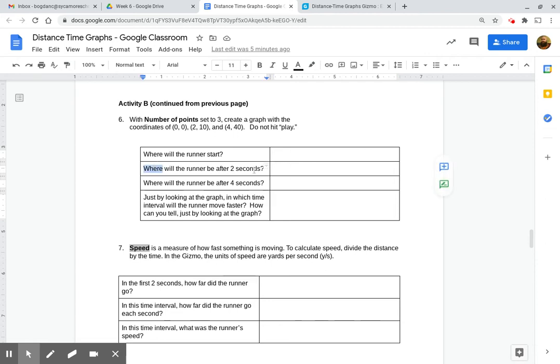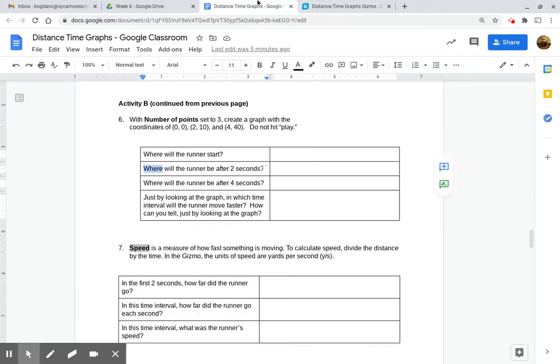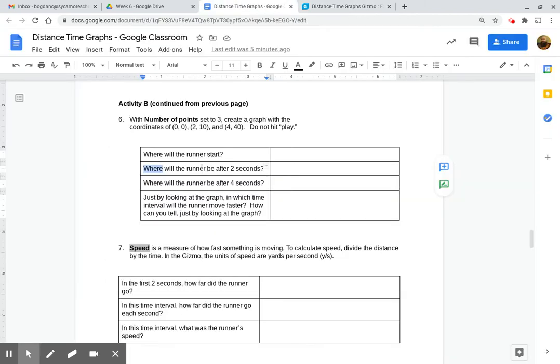Where will the runner be after 2 seconds? Well, after 2 seconds, they should be at the 10 yard line. And sure enough, 2 seconds, 10 yards. At 2 seconds, sure enough, that runner is at the 10 yard line. So where will they be? 10 yard line. Where will the runner be after 4 seconds? Well, 4 seconds on the stopwatch. They're on the 40 yard line, and that is confirmed by my red dot being at the 40 yard line.